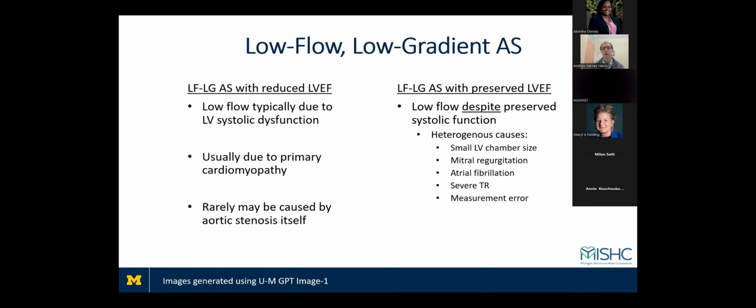But there can be a number of other reasons that people can have low flow, including mitral regurgitation, where the flow is going backwards instead of through the aortic valve. AFib, especially with faster heart rates, can decrease the flow per beat. Severe TR can decrease the forward flow. And for all of these low gradient AS cases, we always have to consider measurement error as causing a falsely low aortic valve area. And we'll discuss that in a little bit more detail.